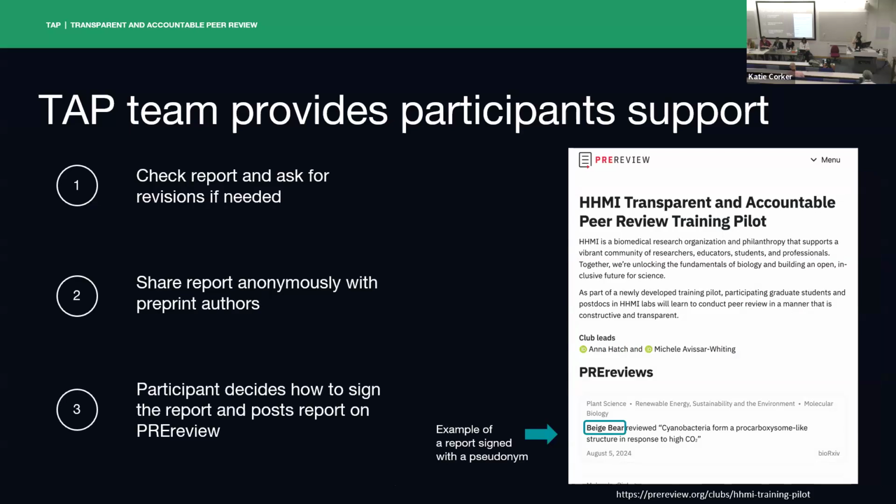And then I think this is an important option, and Vanessa mentioned it as well, that when you post a report to PREreview, you get to decide how you would like to post it. So what we found from our last cohort is about 45% of the reports were signed with a pseudonym. And about half signed with their mentors. So we give them options: you can sign the report with your mentor, you can sign with a pseudonym, but it's entirely up to you how you want to sign.